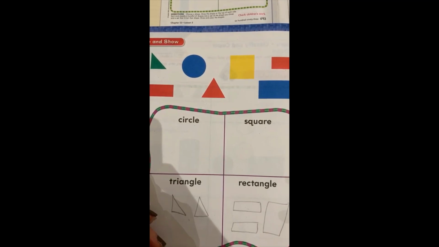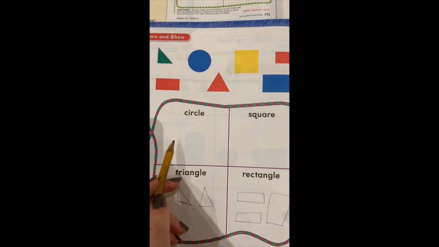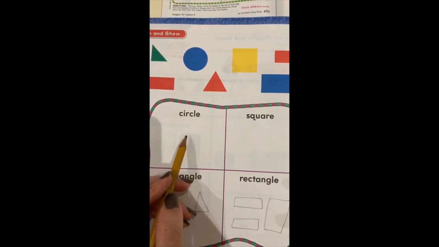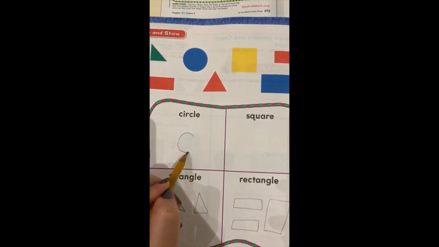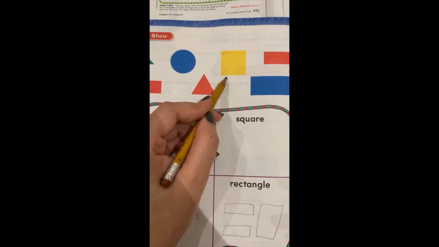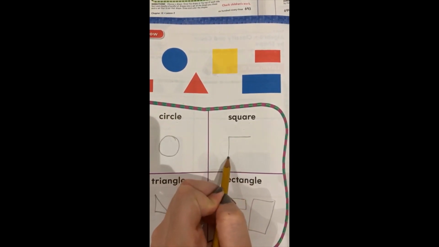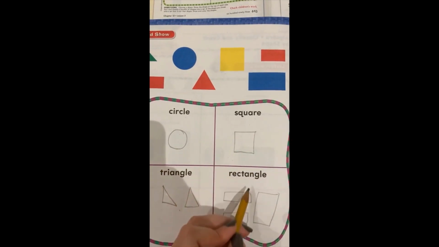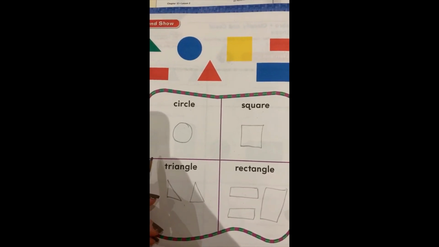Excellent. And now the circle. Where is the circle set? Circle. Yes, this is the circle set. Excellent. Let's draw the circle inside the circle set. And the last shape, which is the square, we have to draw it in the square set. Excellent. So we classified by shapes, and please don't forget to color the shapes with the suitable color.